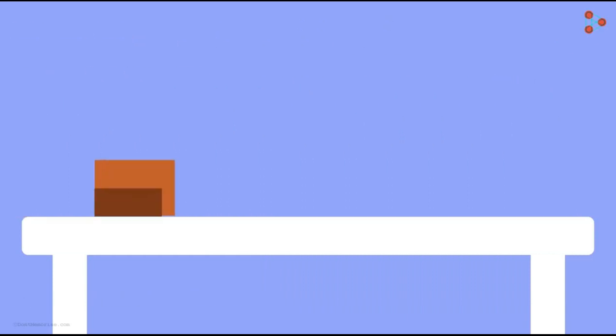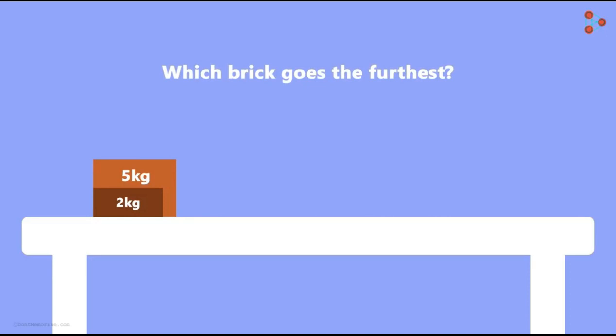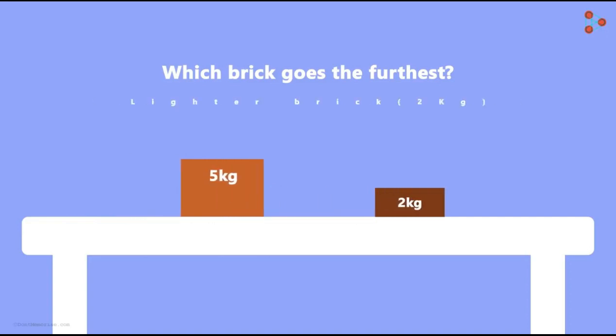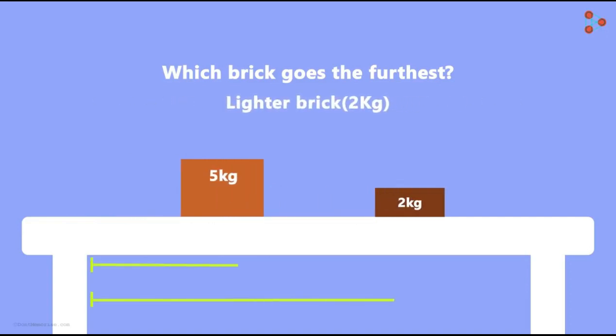Let's say there are two bricks on a table. One weighs 2 kilograms and the other weighs 5 kilograms. Now I apply equal force on them towards the right. Which brick do you think will go further? Remember that they are both kept on the same surface. And the surfaces of the bricks are also the same. On applying the same amount of force, you will notice that the lighter brick covered more distance than the heavier one. What does this tell us?